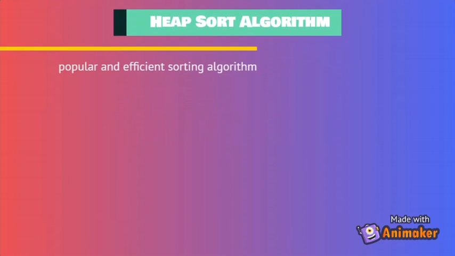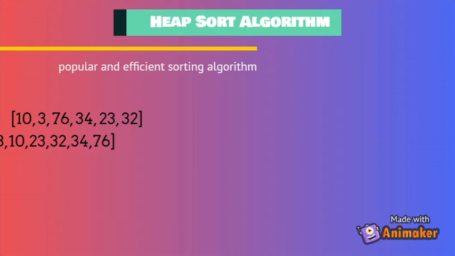Heap sort is a popular and efficient sorting algorithm in computer programming. Learning how to write the heap sort algorithm requires knowledge of two types of data structures: arrays and trees. For example, the initial set of numbers that we want to sort is stored in an array. After sorting, we get a sorted array.